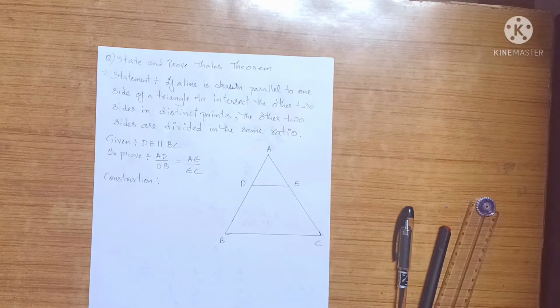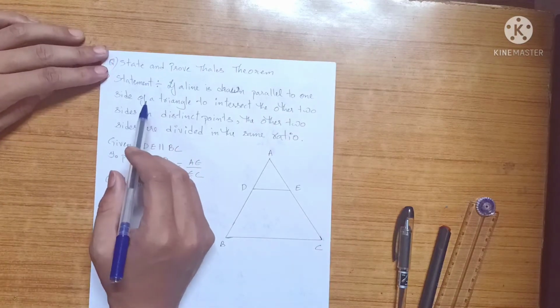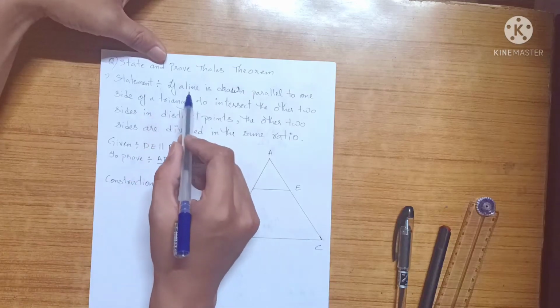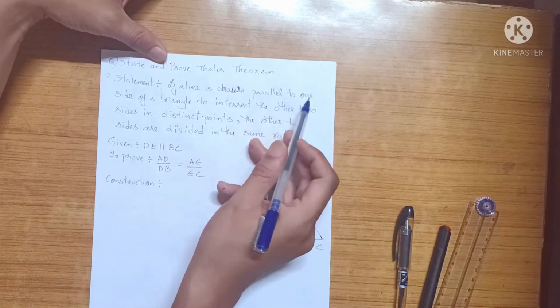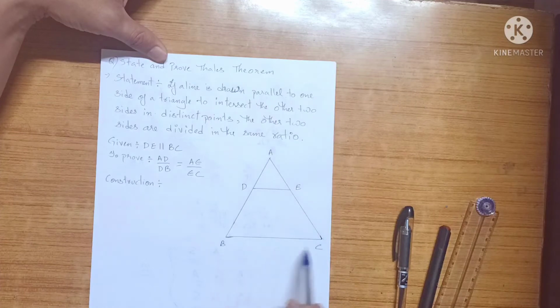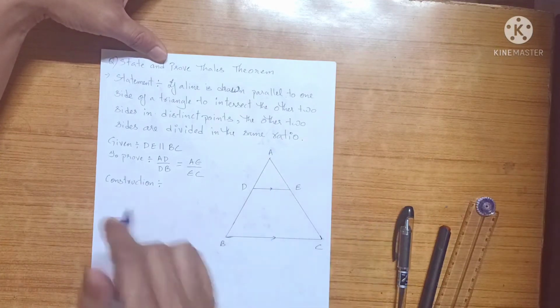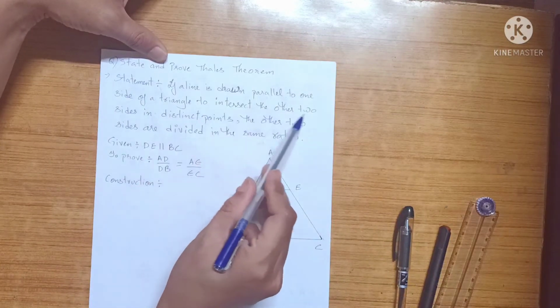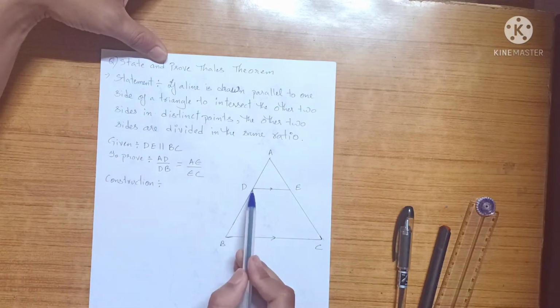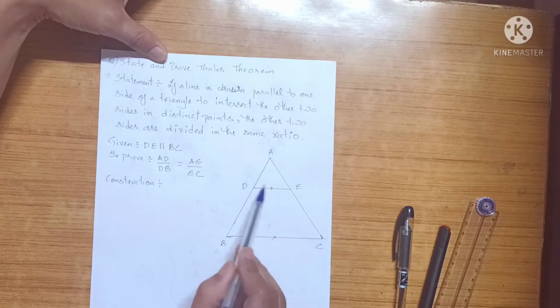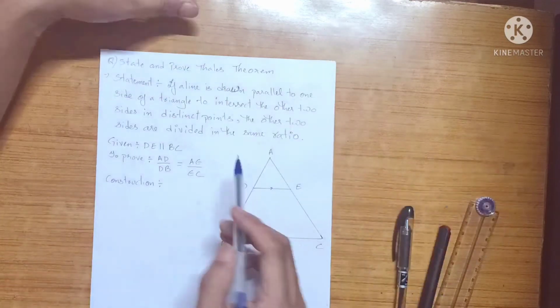We will start by learning a theorem, which is extremely important, very extremely important. State and prove Thales theorem. That will be the question. You will have to memorize the statement. The statement says, if a line is drawn parallel to one side of a triangle, so this is the triangle, and to one side of the triangle I drew a line parallel, that is DE, to intersect the other two sides in distinct points. So intersecting AB at D, intersecting AC at E. Intersecting means it's just touching, okay?